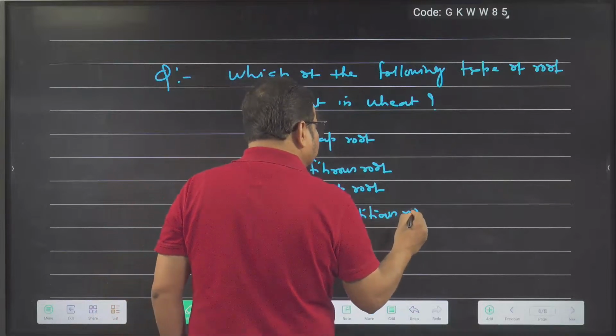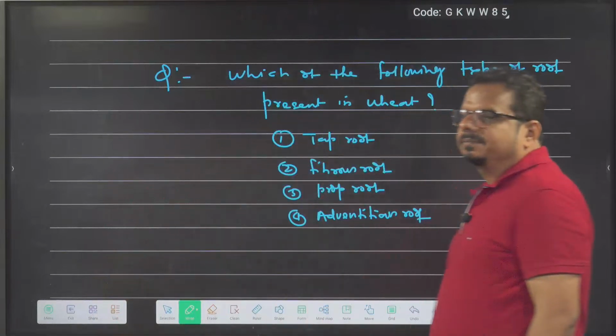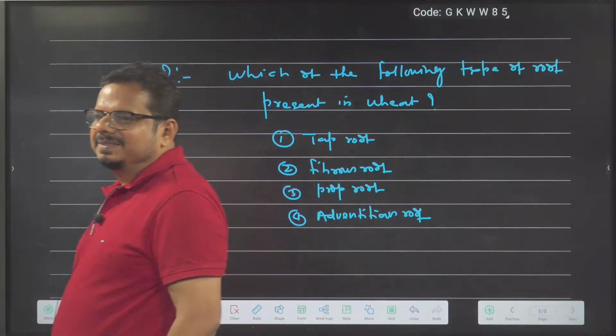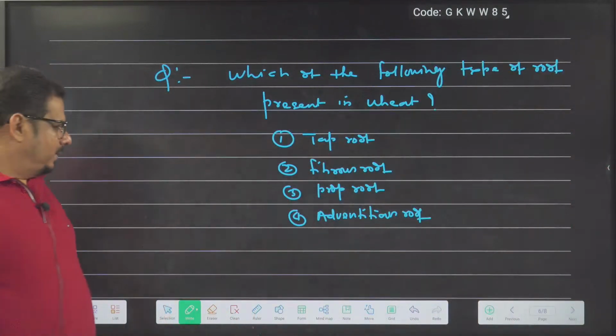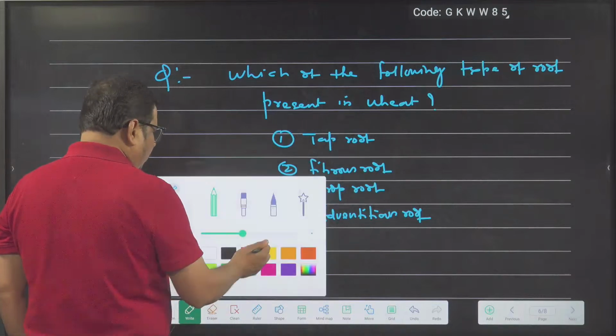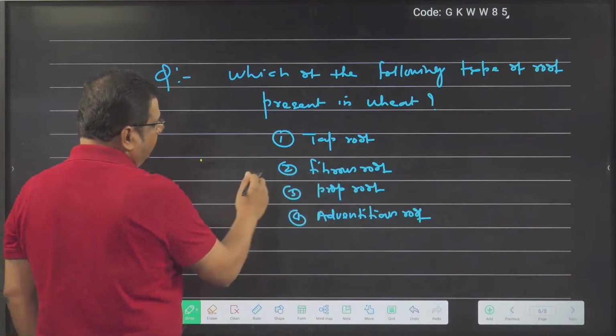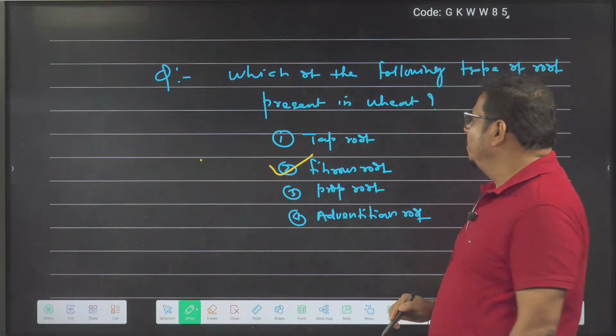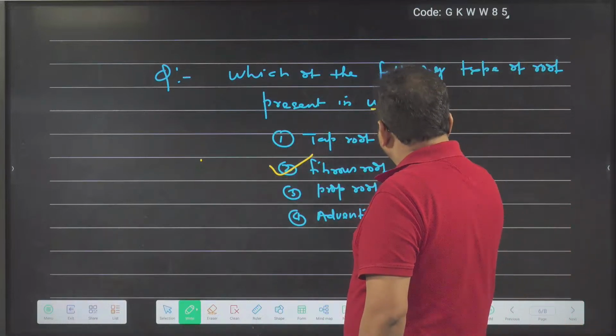If the same question came in NEET, what will you do? Pin your answer. So B will go for what? Fibrous root. Because NCERT directly wrote that in wheat, fibrous root is there.